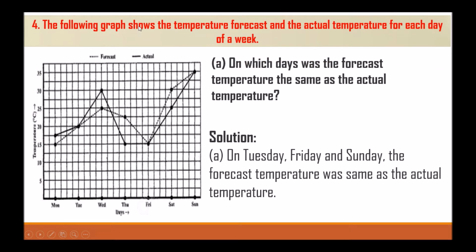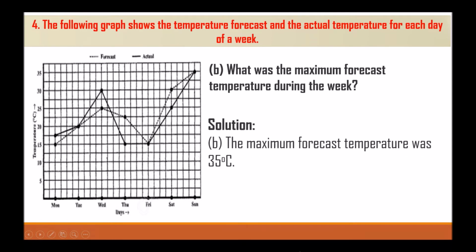Now, fourth question. The following graph shows the temperature forecast and the actual temperature for each day of a week. On which day was the forecast temperature the same as the actual temperature? So, on Tuesday, Friday, and Sunday, the forecast temperature was same as the actual temperature.